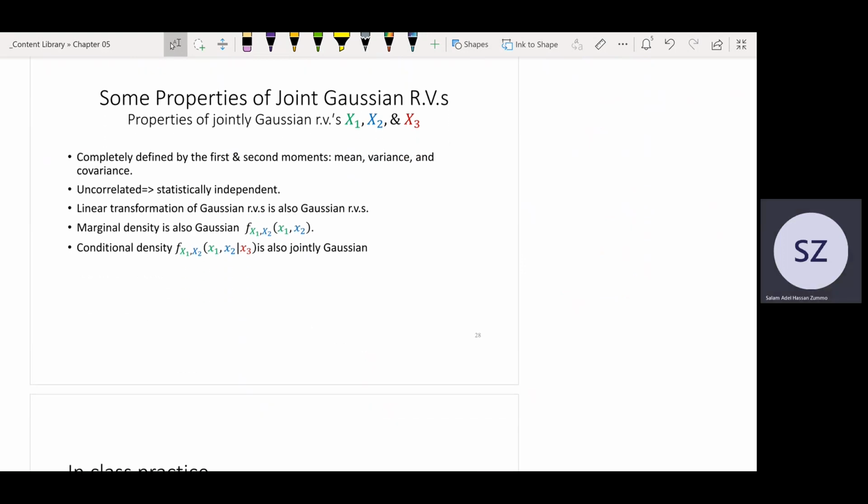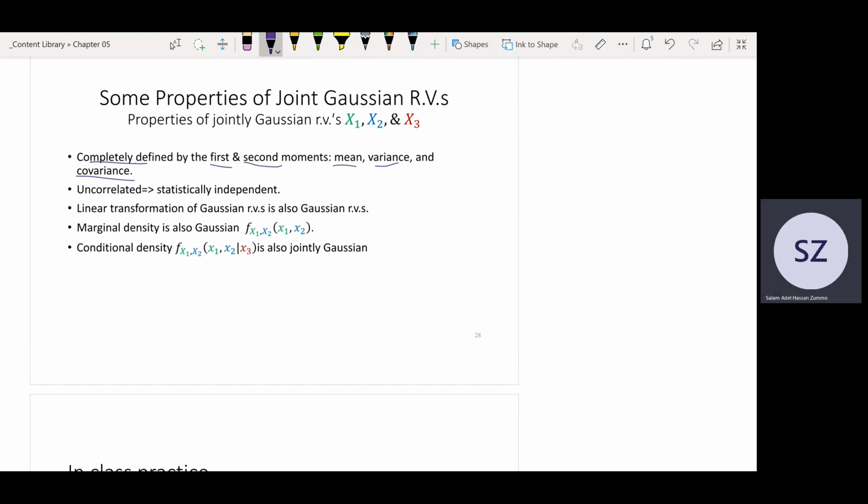So now some properties of the jointly Gaussian random variables. First of all, they are completely defined by first and the second moments. اللي نحتاجه بس المين والvariance and the covariance. لا تحتاج third moment ولا fourth moment ولا function. This is only what you need to know the full PDF of the jointly Gaussian.